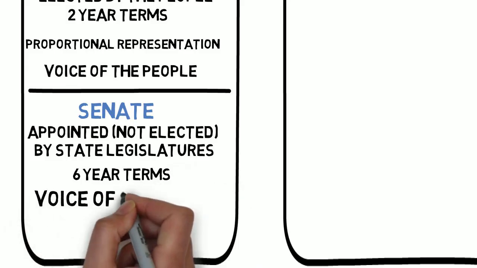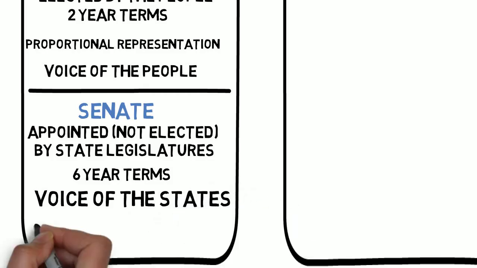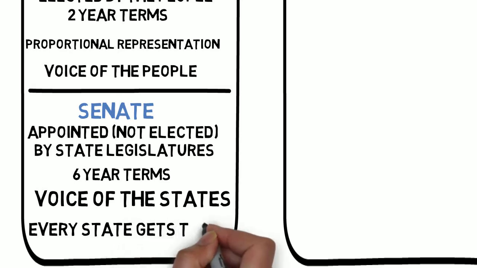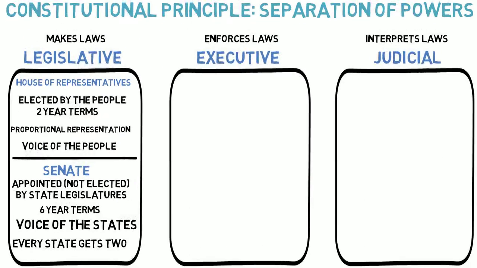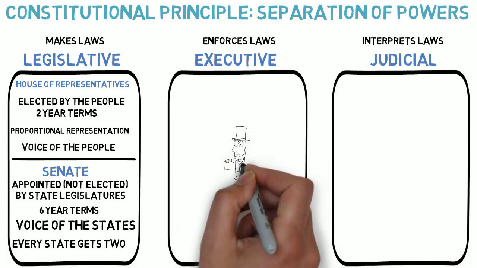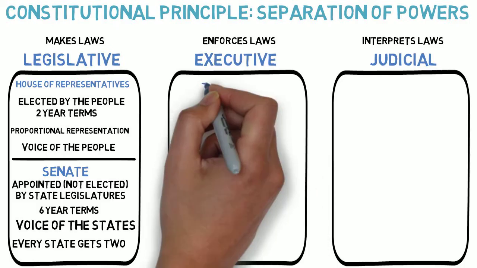In the late 19th century, many argued that the Senate acted more like the voice of the corporations, which is why the 17th Amendment, ratified in 1913, changed how senators are elected. Now they are elected by the people of the state. Every state has 2 senators regardless of its size. More than the House of Representatives, the Senate acts as a check on the president. Speaking of which, that brings us to the executive branch.